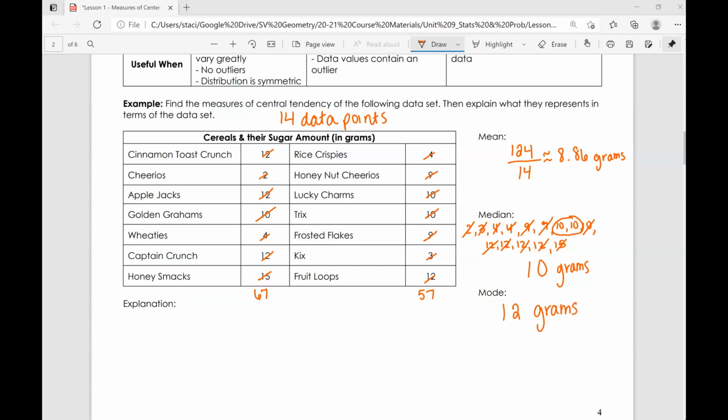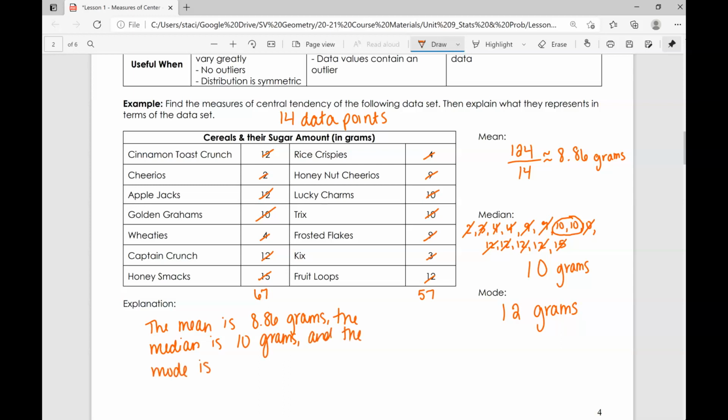So when I analyze my measures of central tendency, I can say the mean is 8.86 grams. The median is 10 grams. And the mode is 12 grams of sugar. And so that's just purely calculating those measures of center.